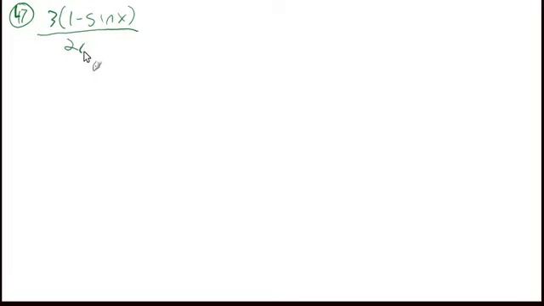Over 2 cosine x. And this is supposed to be equal to y, so we're looking for y prime. Alright, and so this is a trig function inside of a quotient, and so I thought this would be a good one to use. So let's remind ourselves of the quotient rule.